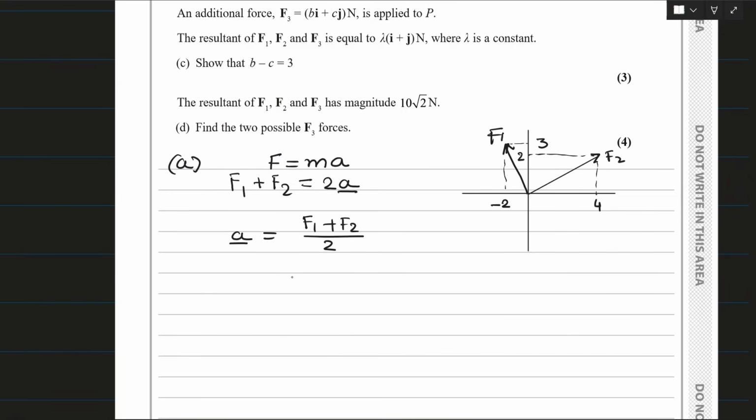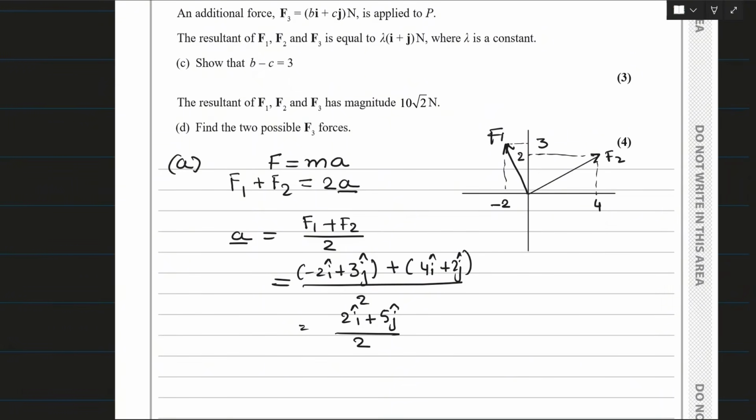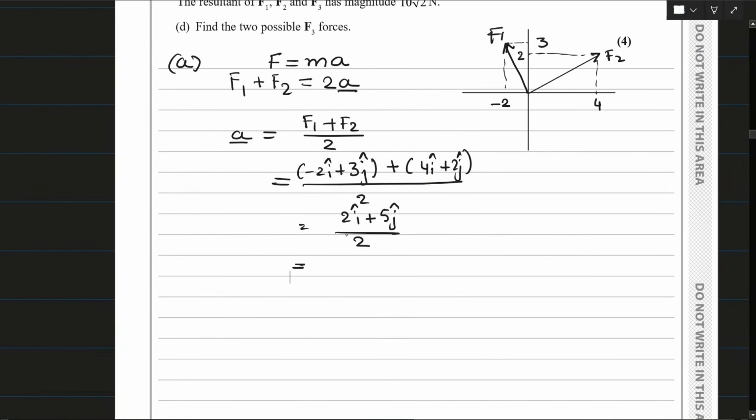So we have F1 plus F2, divided by 2. We know that F1 is equal to minus 2I plus 3J, and the F2 vector is equal to 4I plus 2J. Simplifying this gives us 2I plus 5J. Now we have to divide this by 2. Dividing this by 2 is the same as dividing the coefficients of each of the I and J components by 2. So this simplifies to I plus 2.5J, and this is our answer to part A.